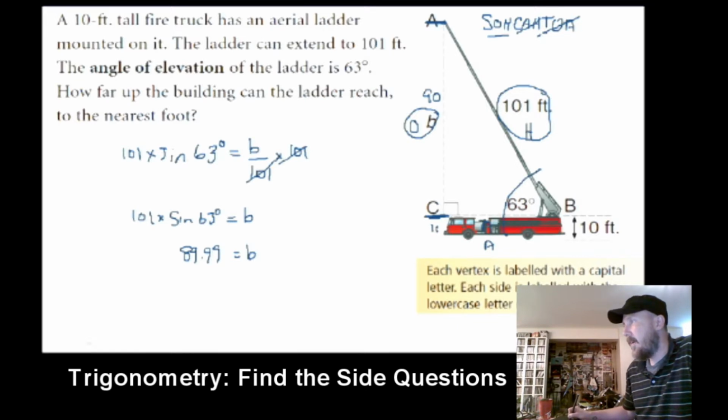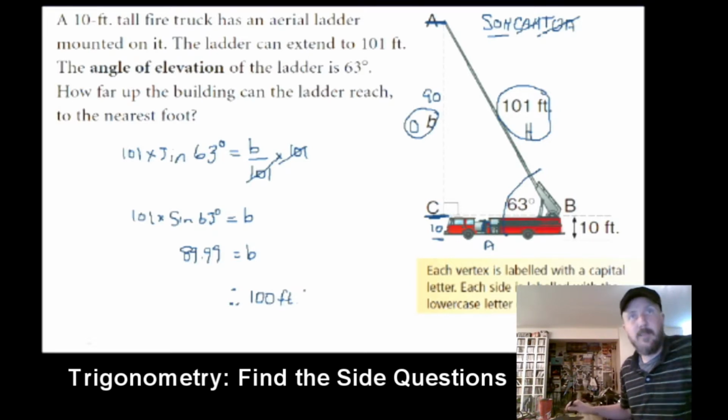We know that this height from the ground to the top of the fire truck is 10. It says so right over here. So we need to add on that 10 because it's saying how high up the wall it can reach, which is a little trick. Because this is a word problem, we'd put our therefore statement. We'd write therefore: how far up the building can the ladder reach? Therefore the ladder can reach 100, or we could put 99.99 feet, which is probably a bit more accurate, to the top of the building.